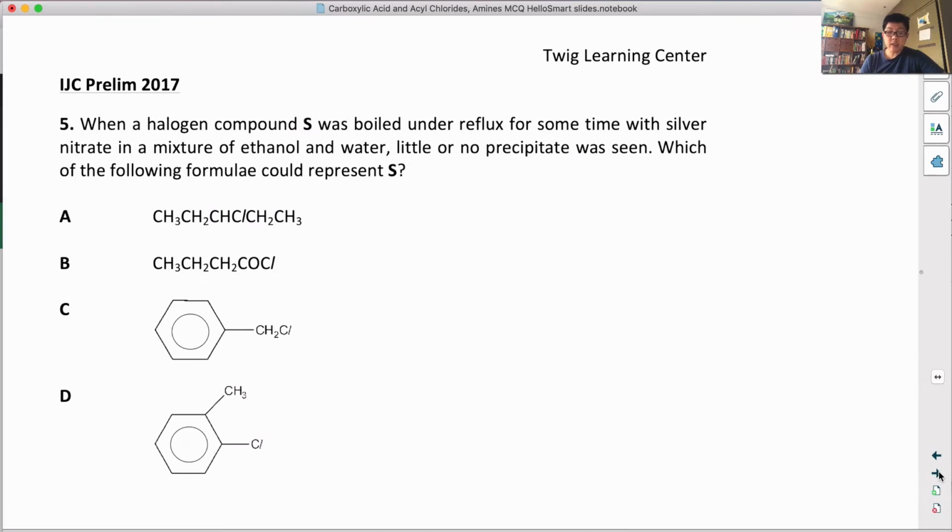When halogen compound S was brought under reflux for some time with silver nitrate in a mixture of ethanol and water, little or no precipitate was seen. Which of the following could represent S? Alright, so when you react with silver nitrate in a mixture of ethanol and water, essentially the water or the ethanol will act as a nucleophile to kick out the halogen.